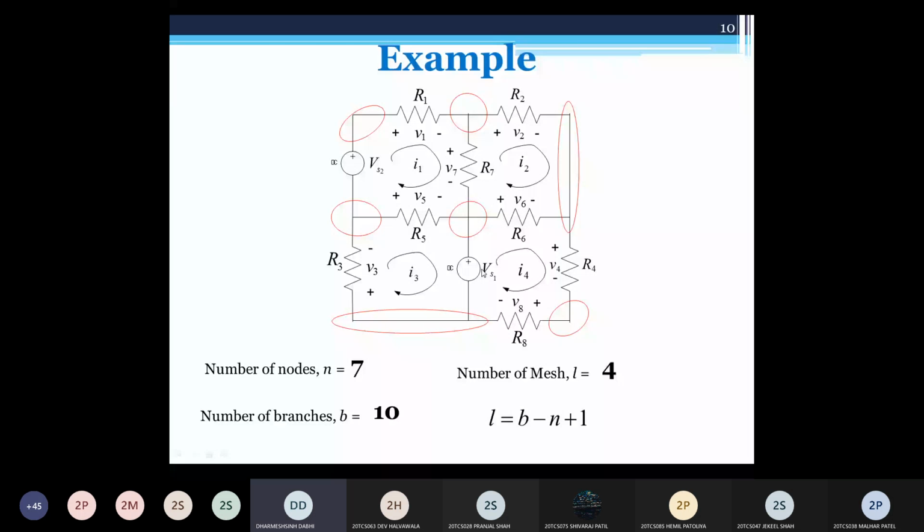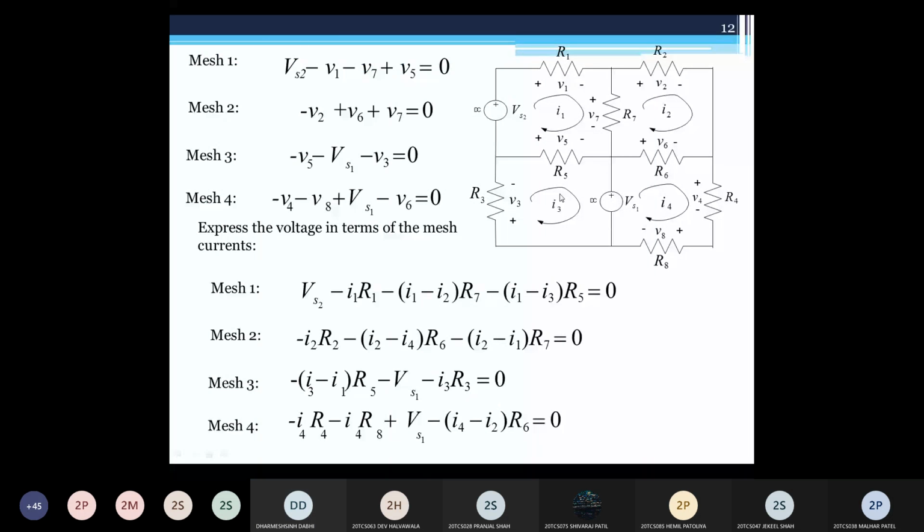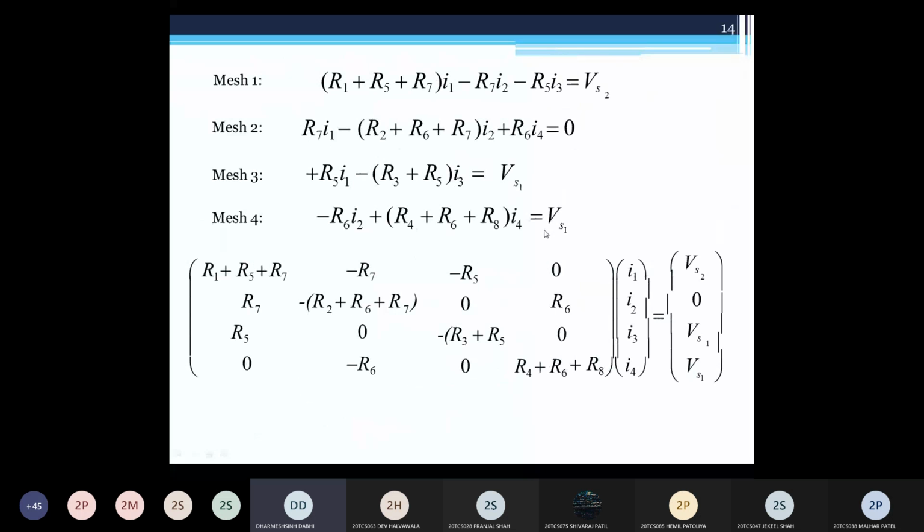So in this circuit diagram, we first apply the KVL to the first mesh. This is our first mesh. So we get this equation, then mesh 2, this one. So we get this equation, then mesh 3, and mesh 4. So we have 4 equations. We use these 4 equations to make the matrix of resistance.